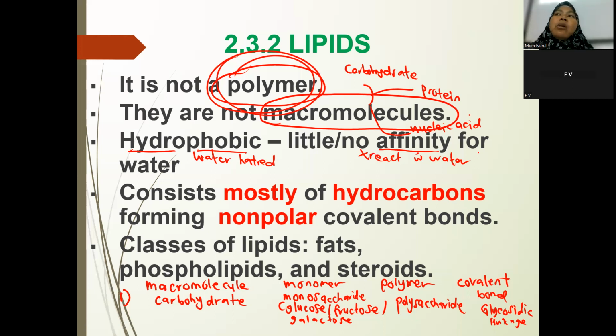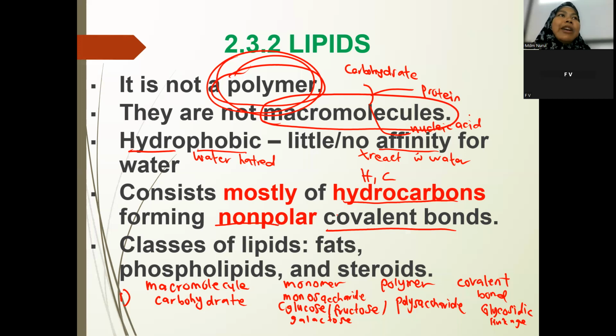That is why, whenever we drop oil into water, what happens to the oil? The oil seems to form a droplet. It cannot make bonds with water, that's why it becomes round like that. Lipid consists mostly of hydrocarbon. Hydrocarbon means it has hydrogen and carbon, a very long hydrocarbon chain, and thus forms non-polar covalent bonds.